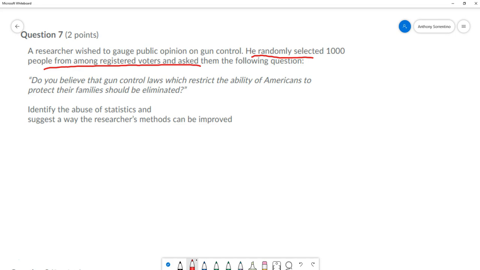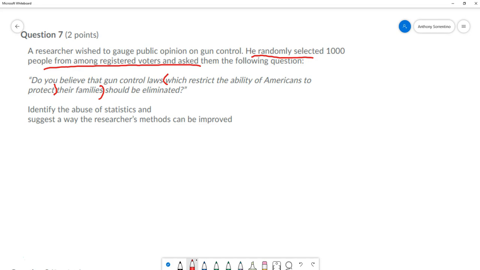Well, this is stating what the gun control laws do, which is argumentative. If you look at both sides of the story, some believe that's the case. Other ones believe that we're just restricting certain firearms, and do you need to have a bazooka to protect your family? Do you need to have something that could tear through a house to protect your family?